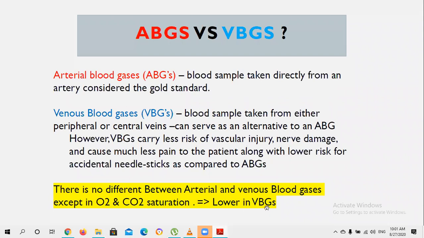That's it. But you can get your result from VBG only. You don't have to take ABG if you couldn't. You can just go to VBG, okay? So the main difference is oxygen and carbon dioxide saturation. It will be lower in VBG. But as a gold standard, it's the ABG, okay? More accurate, I can say, it's ABG.